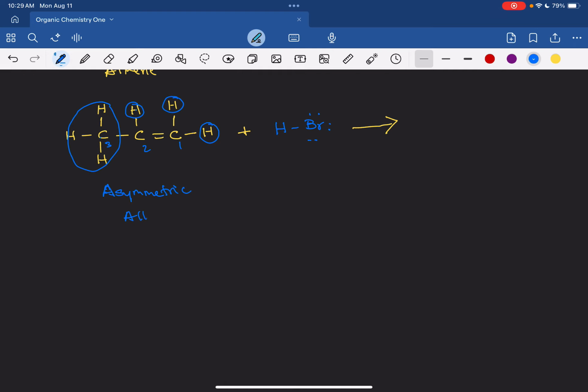It's an asymmetric alkene because, as you can see, this carbon has 2 hydrogens, and this carbon has a hydrogen and a CH3. So the groups that are bonded to carbon 1 are not the same as the groups bonded to carbon 2. That's how I know I have an asymmetric alkene. Okay? So with that asymmetric alkene, the question is, what am I supposed to do? Where do I put the hydrogen? Where do I put the bromine?